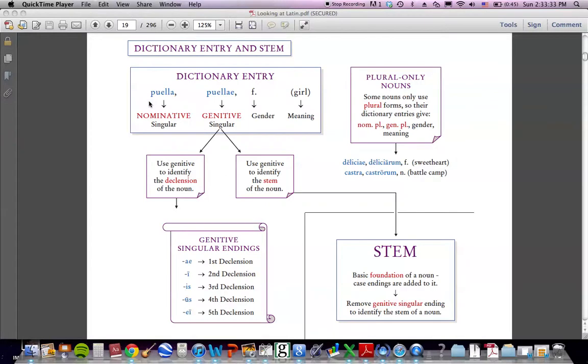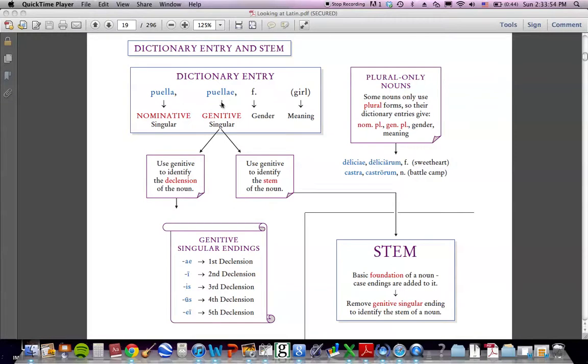So if you look at the example that we have above right here, puella, puellae, feminine, by looking at the genitive, you look at the ending AE right here. Since the genitive is in AE, therefore, you can determine that it's part of the first declension. So that's the first thing that the genitive is important with.